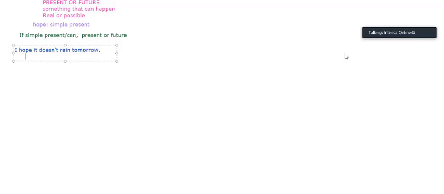So let's continue the idea. Conditionals are like the continuation of the idea. If it doesn't rain tomorrow, see, it's the same grammar. If it doesn't rain tomorrow, now here I can use any present or future, even modals. I can go on a walk.